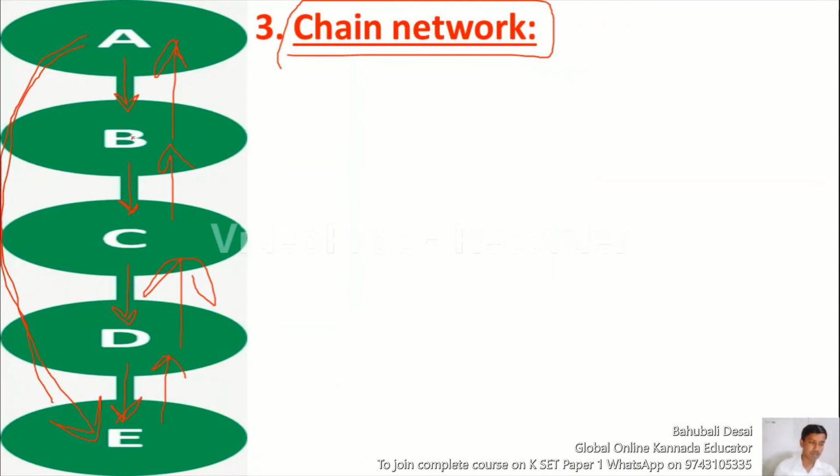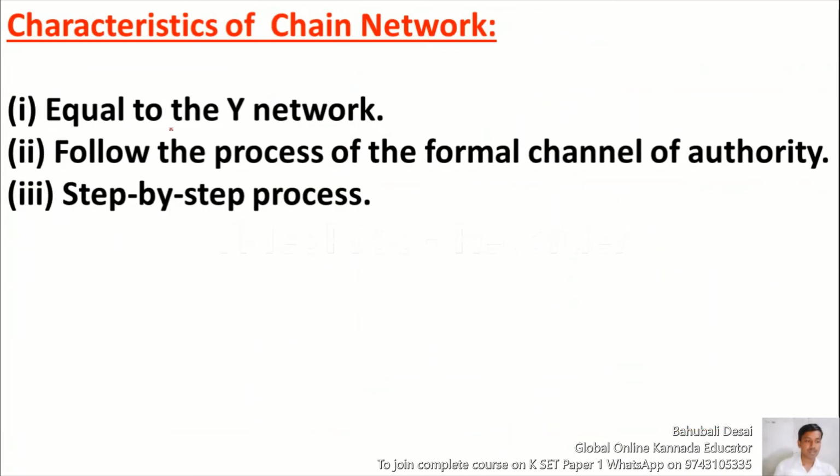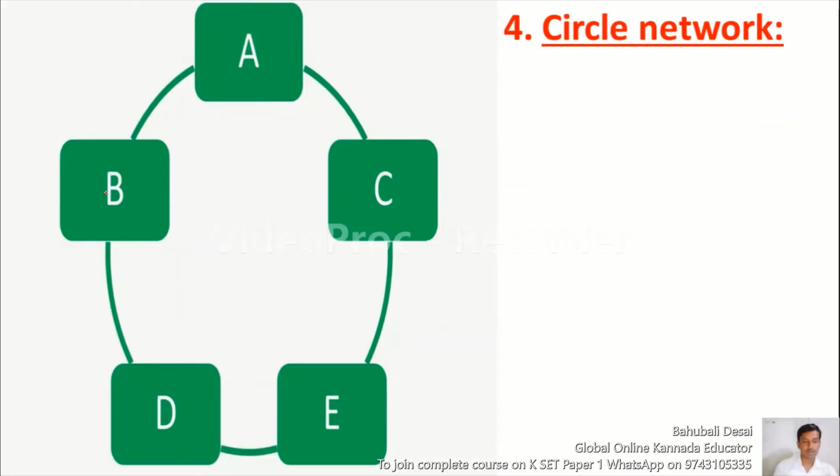A should pass information to B, from B to C, C to D, then comes to E. So it takes lot of time. So chain network characteristics, equal to wide network, follow the process of the formal channel authority, and it is a step by step process. This you have to remember. Chain network, it is a step by step process.